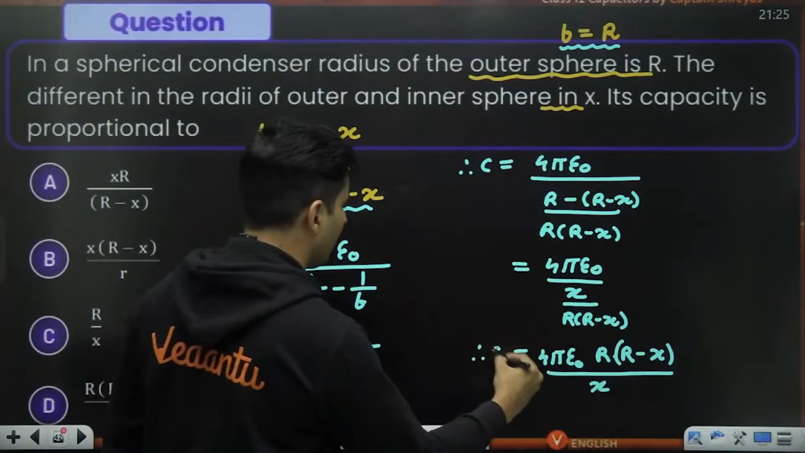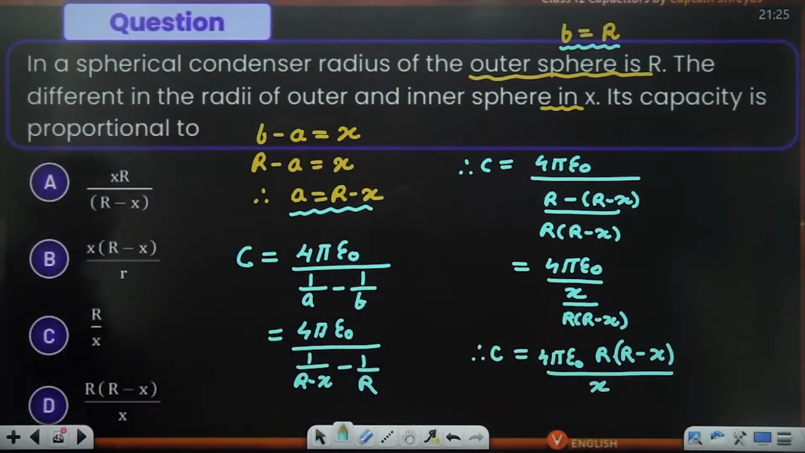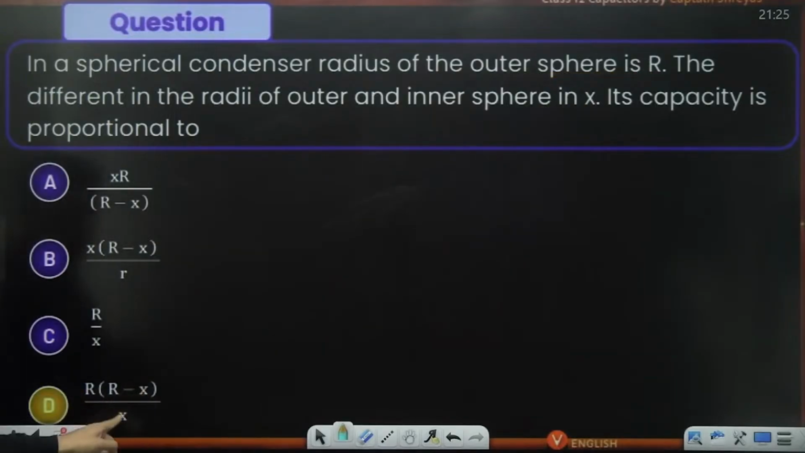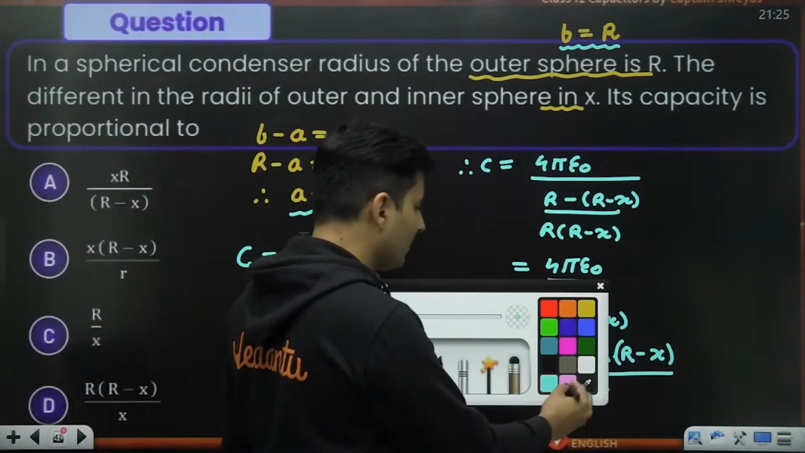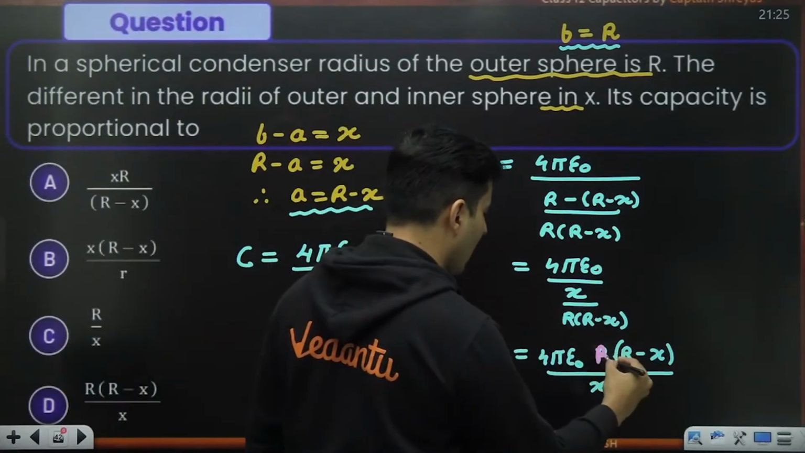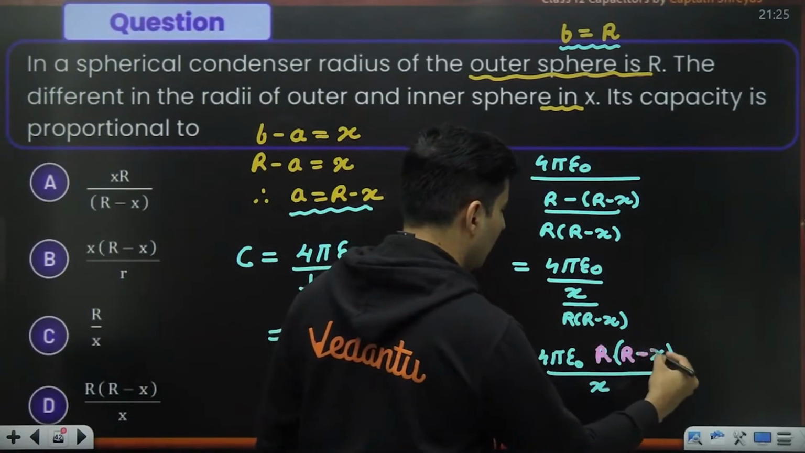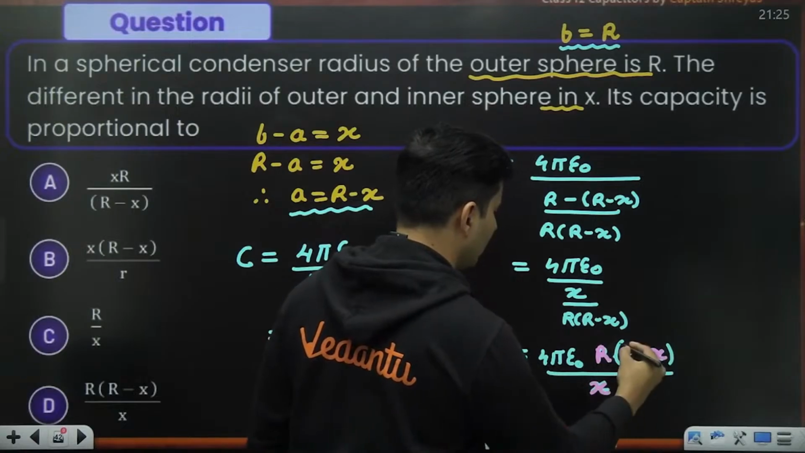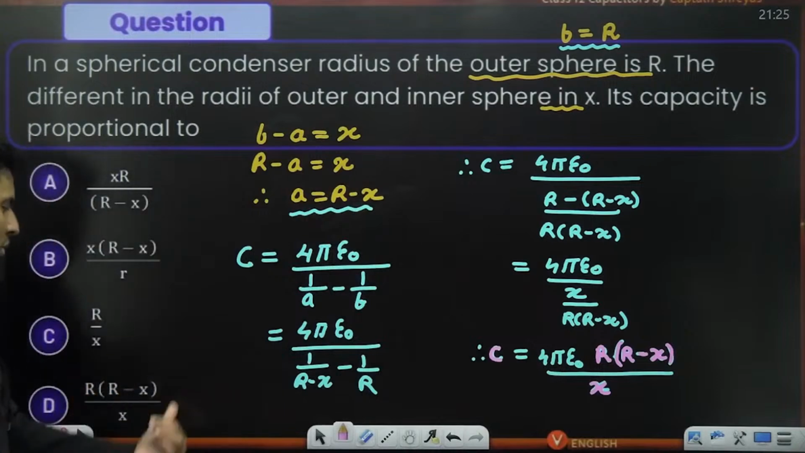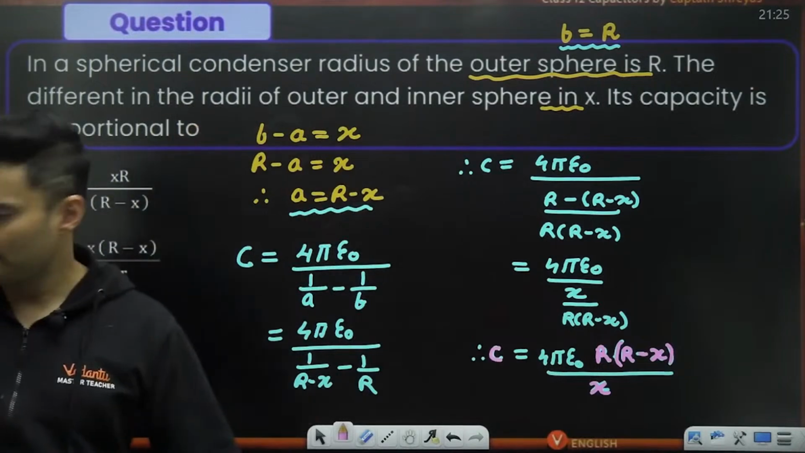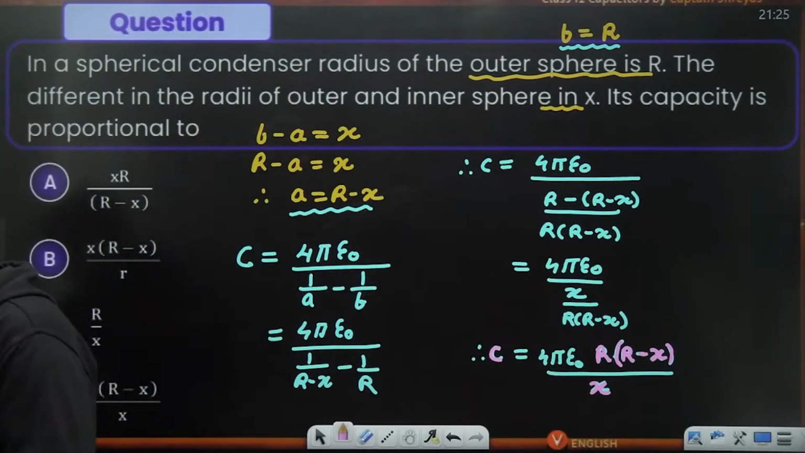So what is the capacitance proportional to? R into R minus X by X, which is option D. Yeah, so you can see it very clearly over here. R into R minus X, the whole thing divided by X. That is what the capacitance is proportional to. Is this clear? Very nice question.